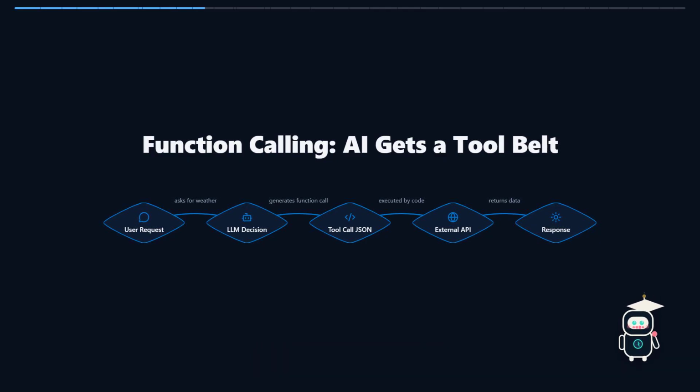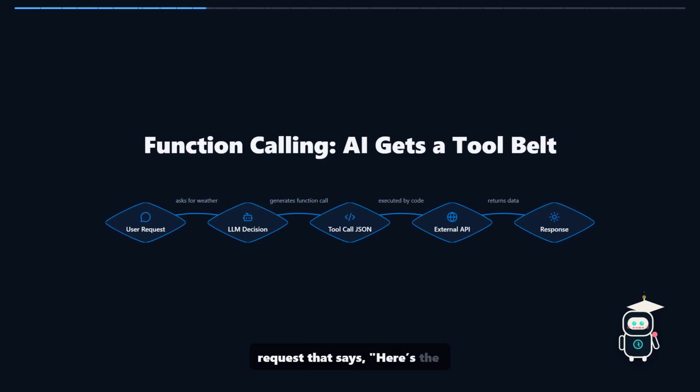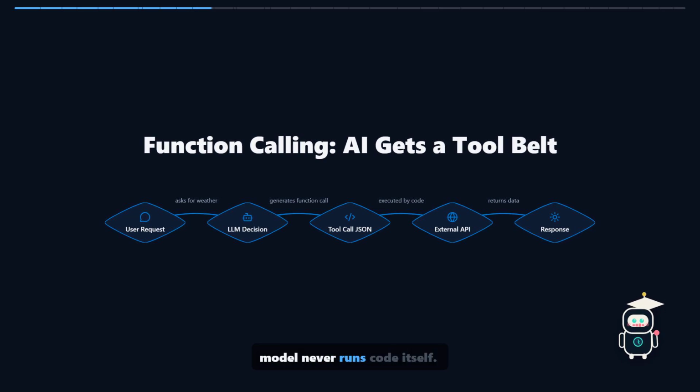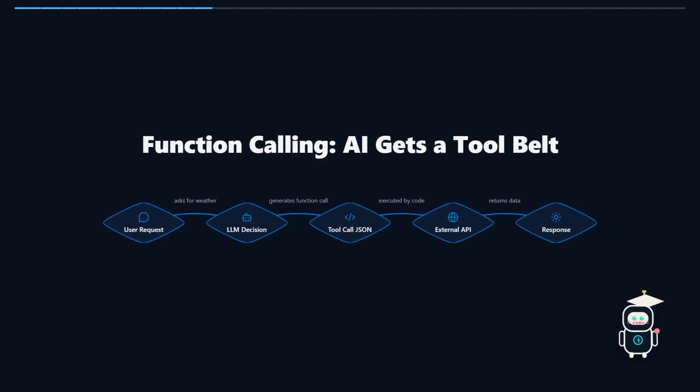The model sends a request that says, "Here's the tool to use, and here are the exact parameters." Your code executes the real function and returns the answer. The model never runs code itself. It just hands you the tool belt.